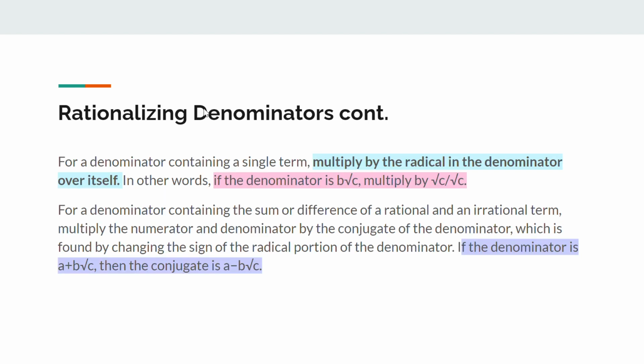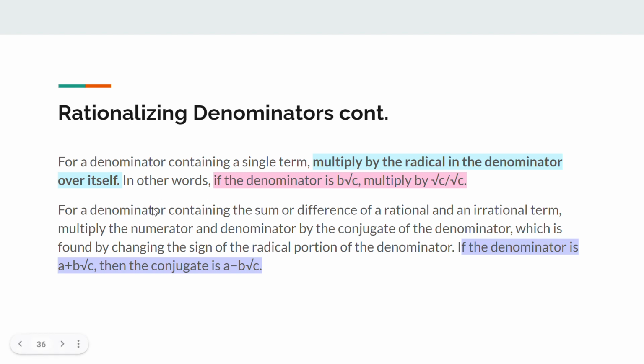And next, let's continue. For a denominator containing a single term, multiply by the radical in the denominator for itself. In other words, if the denominator is b times the square root of c, multiply by the square root of c over the square root of c, which is 1.